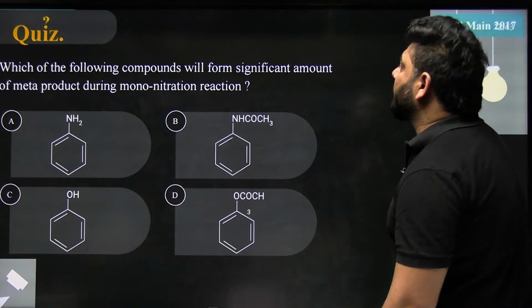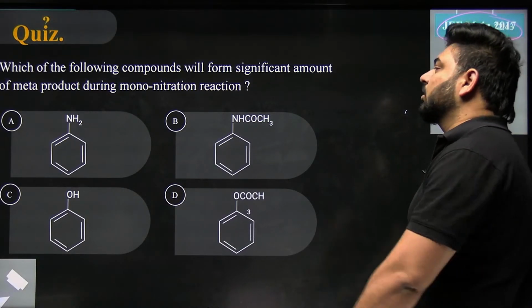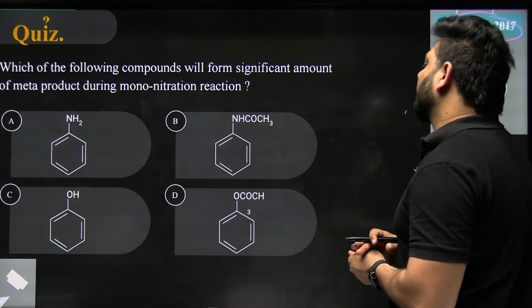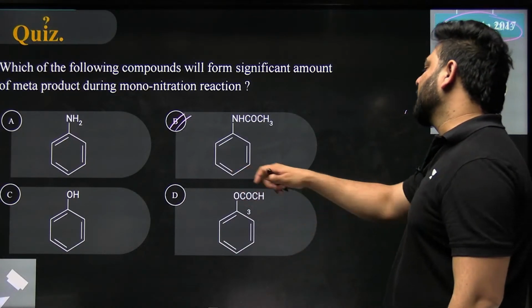Which of the following compounds will form a significant amount of meta product? See, this is a JEE Main 2017 question. So I'll give you simply meta on mononitration. Only this can give you the meta, because all of them are highly electron rich.